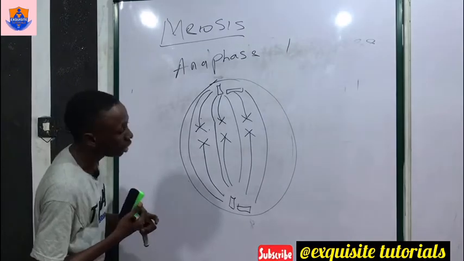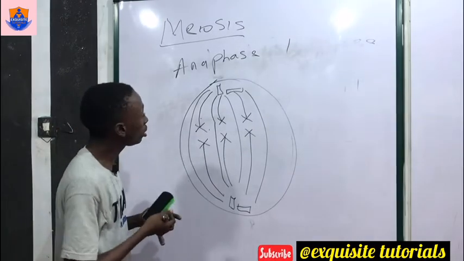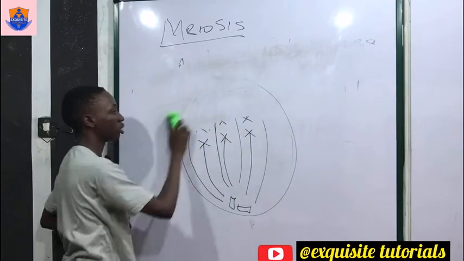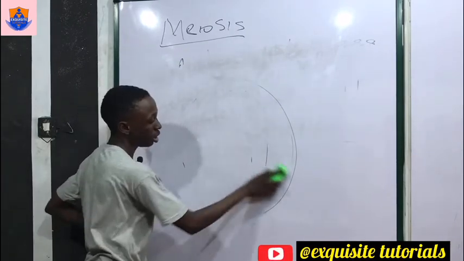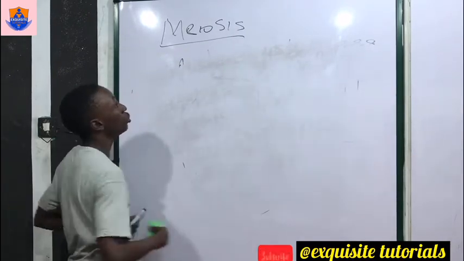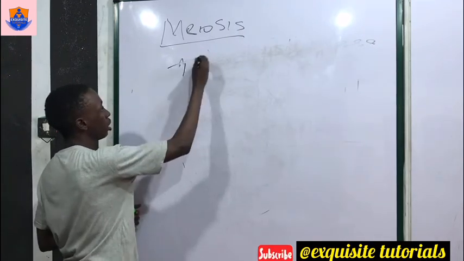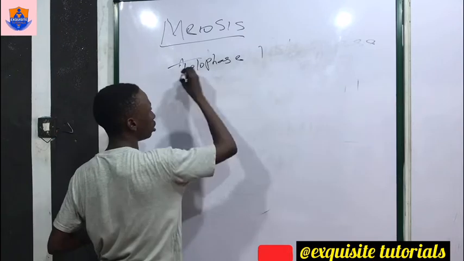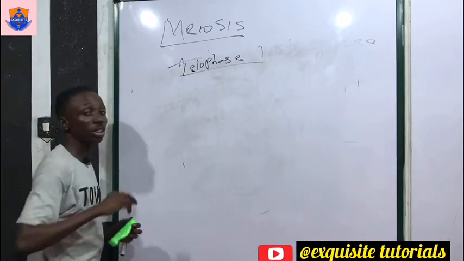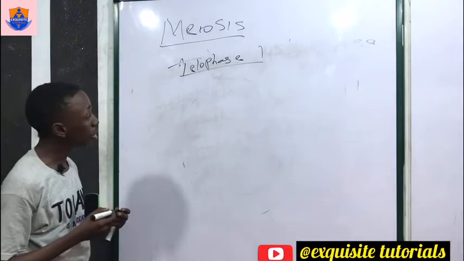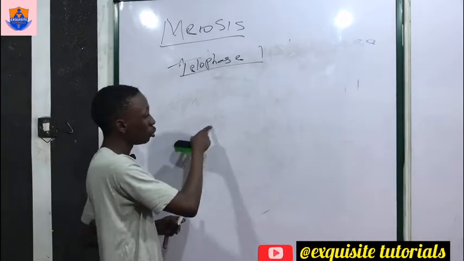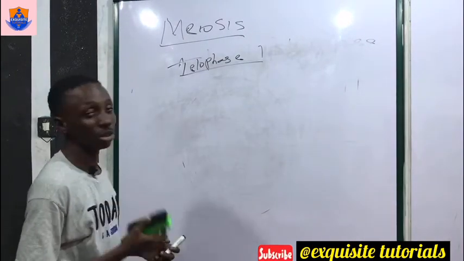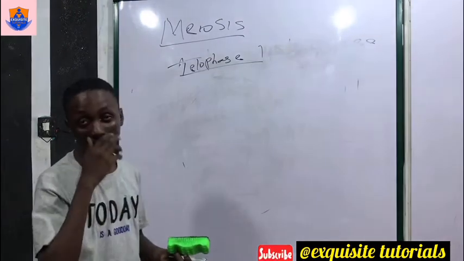The next stage is the telophase 1 stage. Now, during the telophase 1 stage, each of these chromosomes actually reaches the pole of the cell, and by that time, cytokinesis will also take place, dividing the cell.